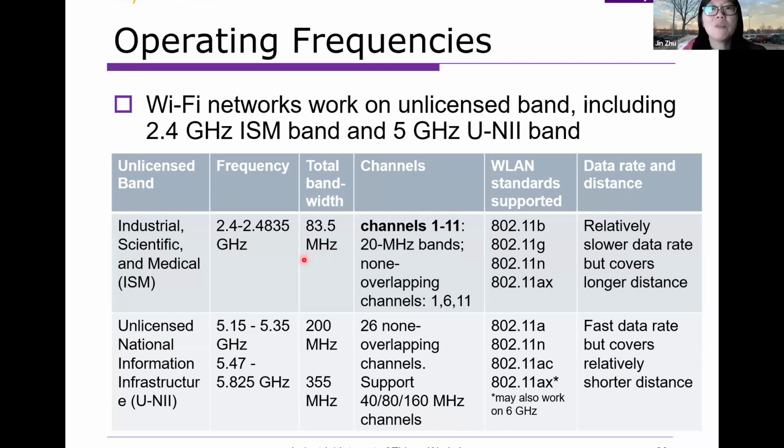So the data rate typically supported in 2.4 gigahertz is lower, since in order to support a higher data rate, you need a wider bandwidth. Each channel needs to have a wider bandwidth. Over here we can see that they have a relatively slow data rate. However, because they work on a low frequency, they can cover a longer distance. The 5 gigahertz band can support a faster data rate, however it covers a relatively shorter distance.